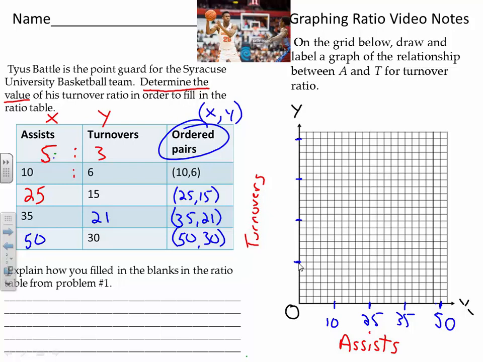So there's my labels. Feel free to hit pause, rewind, do whatever you got to do. So we're going to fill this in with the y values. The first y value is 6. The second one is 15. The third one is 21. And the last one is 30.